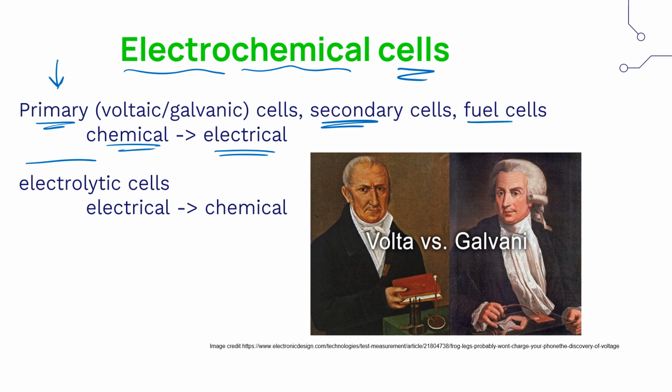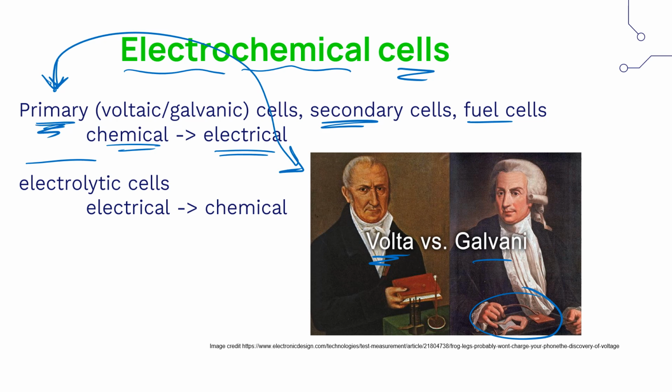And then fuel cells. These primary electrochemical cells were first investigated by these two guys, Galvani and Volta. Galvani was dissecting frog legs and accidentally touched the frog leg with two different metal electrodes. I don't know how you accidentally touch a frog leg with two different metal electrodes, but apparently that's the story. And he noticed that the frog leg twitched, and he was like, aha, electricity. And then Volta was like, I don't think we need frog legs to make that happen. And he built the very first battery.